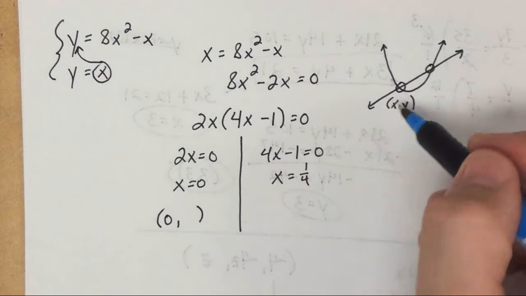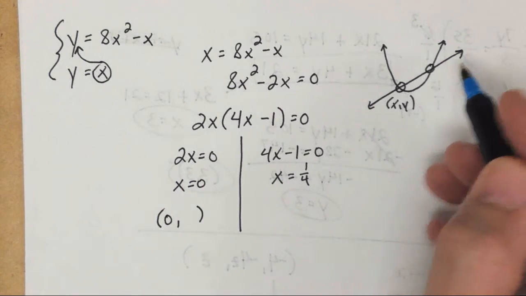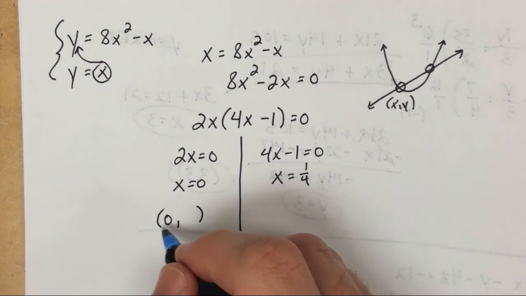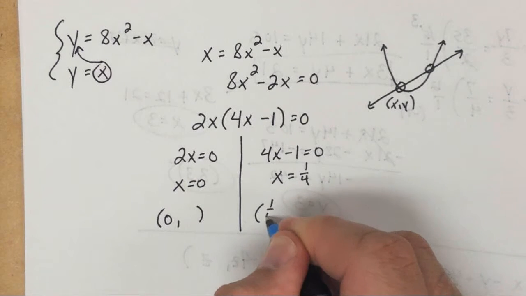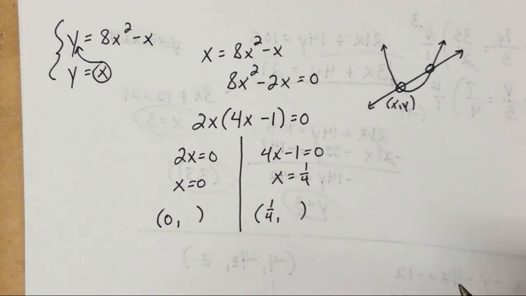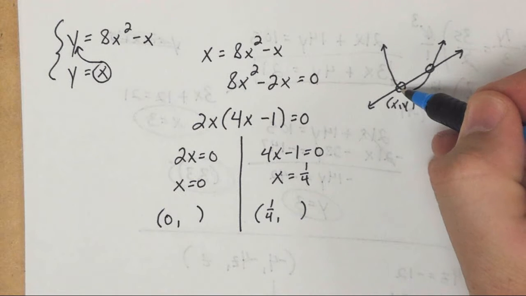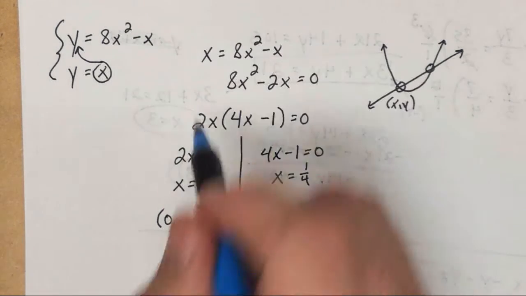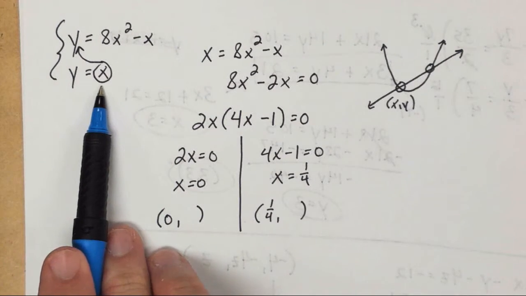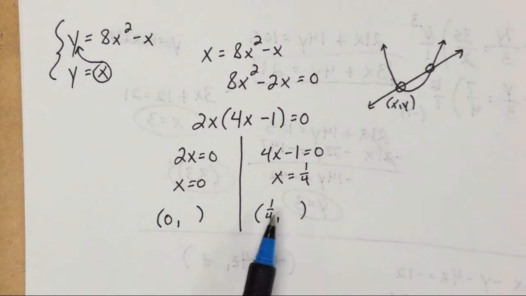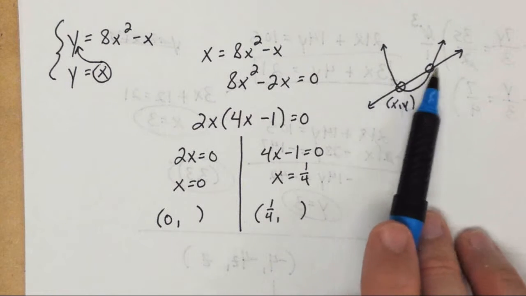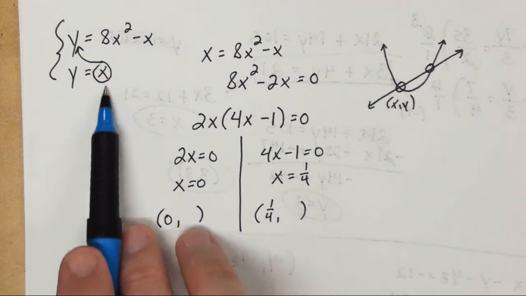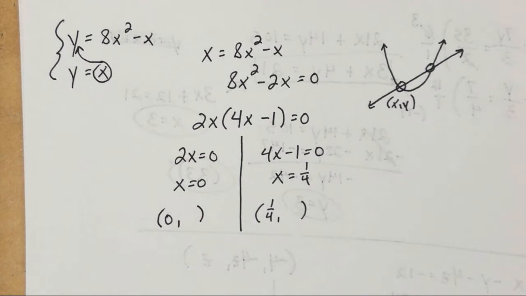This line crosses the parabola at 0 comma something and at 1/4 comma something. I want to show you that this point is on both the parabola and the line. You can plug this 0 into either one. I think I'd plug it in here. Same thing here. This 1/4 is on both lines. It doesn't matter which one you plug it in to find the y value, it should work for both.